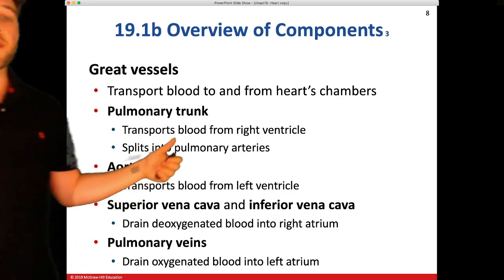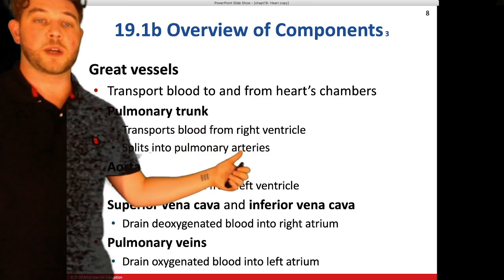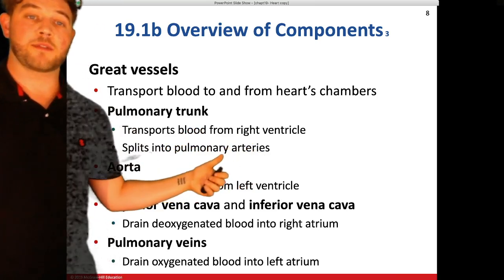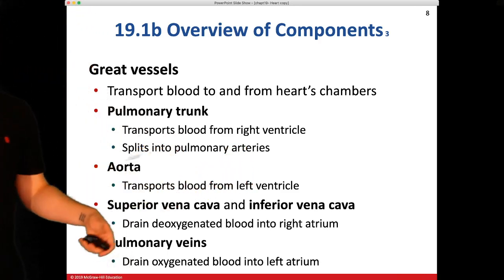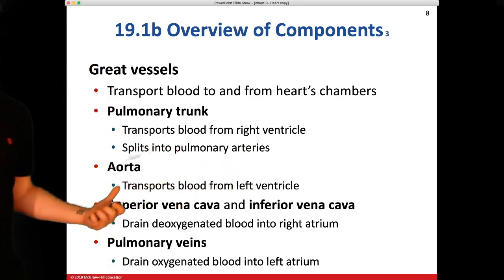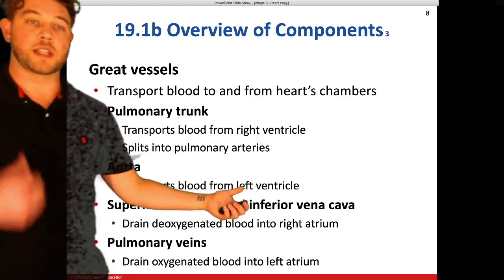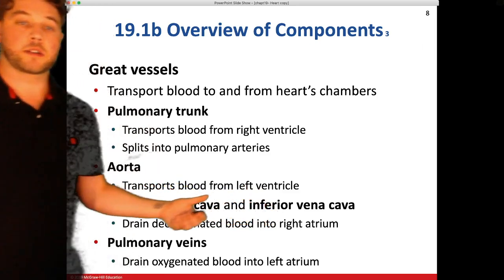It splits from the pulmonary trunk into the pulmonary arteries. So arteries going away, remember it's from the right side of the heart, so it's deoxygenated. So here we have arteries that are deoxygenated. They'll go into the lungs. You also have the aorta, which transports blood from the left ventricle, so it's left side, so you know that it's oxygenated. And it's the ventricle, so you know that it's pumping it out of the heart.